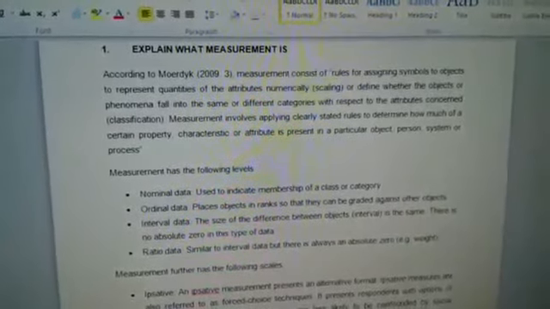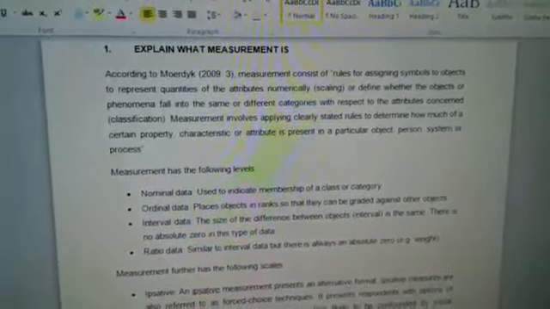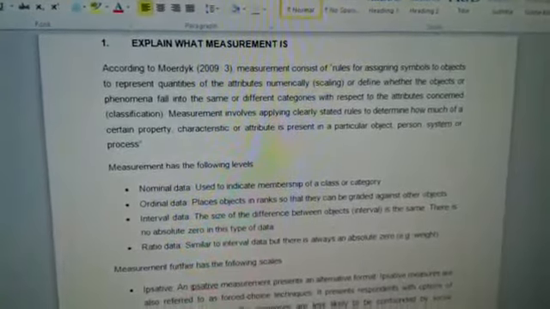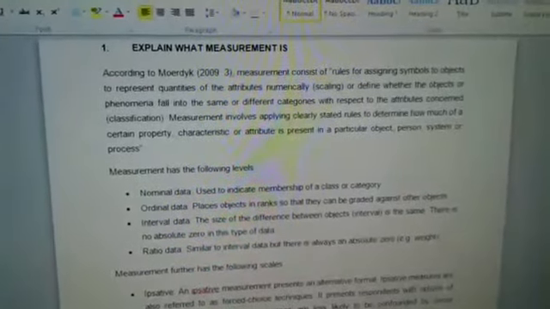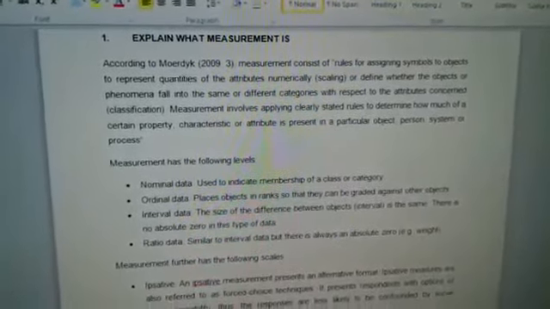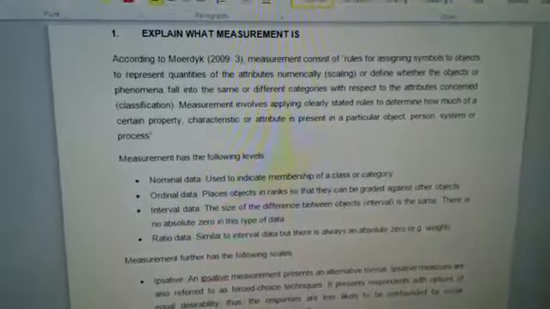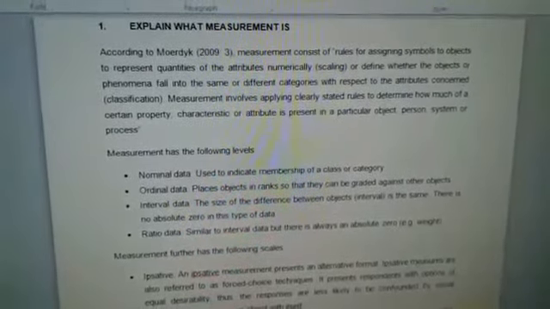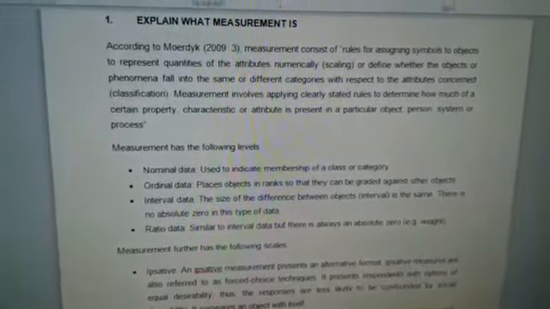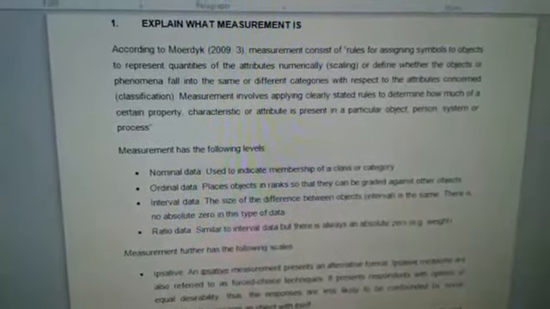Moerdijk explains measurement as a set of rules for assigning symbols to objects to represent quantities of the attributes numerically, or define whether the objects or phenomenon fall into the same or different categories with respect to the attributes concerned. Measurement further involves applying clearly stated rules to determine how much of a certain property, characteristic, or attribute is present in a particular object, person, system, or process.